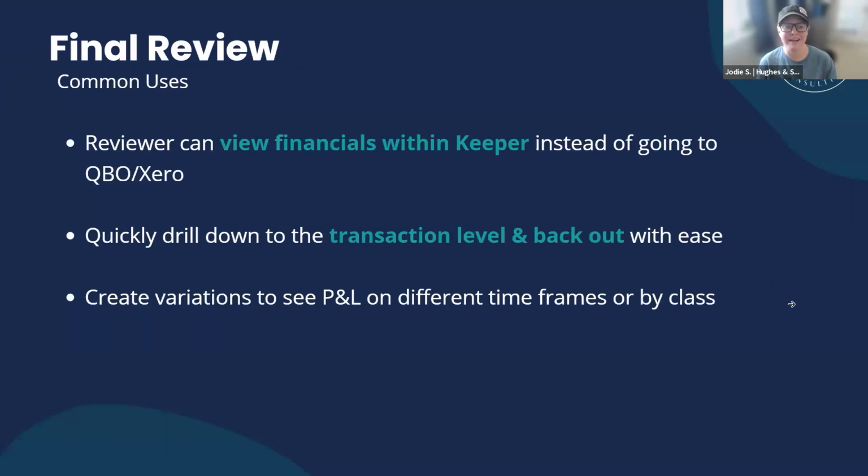This is a really great way to drill down all the way to the transaction level and back out very quickly and with ease, as opposed to it can be fairly clunky to do that in QBO to get all the way down to where you need to and back out. You can also create variations of the profit and loss and balance sheet if you want to see them in different ways without having to change the parameters every time you're in there. You can add multiples in this section to be able to review the information that you need.